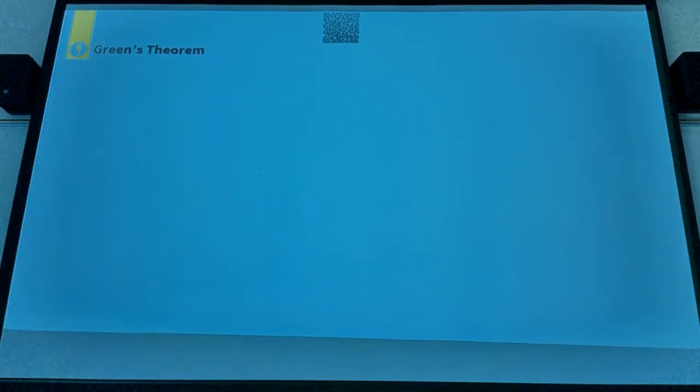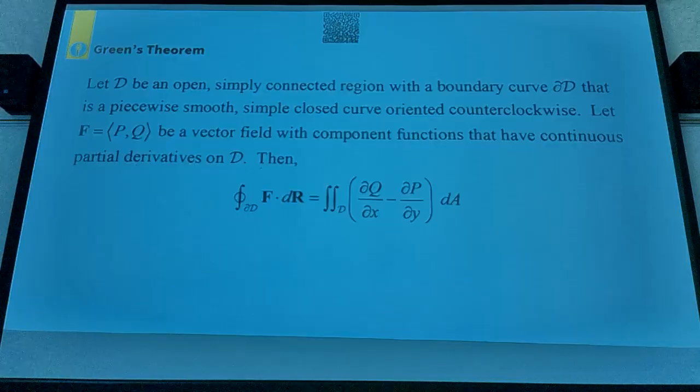Green's theorem. First of our three big theorems. Let D be an open, simply connected region with a boundary curve, partial D, that is a piecewise smooth, simple, closed curve, oriented counterclockwise.